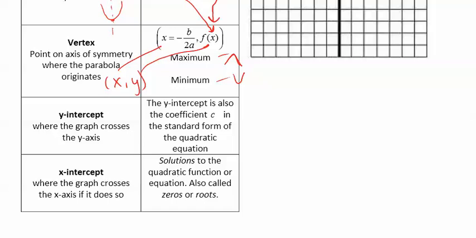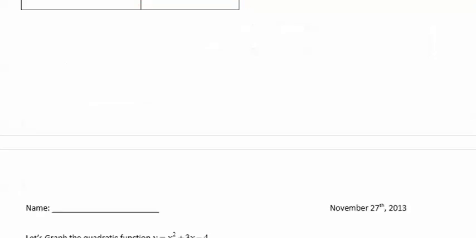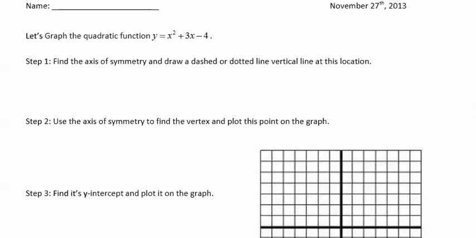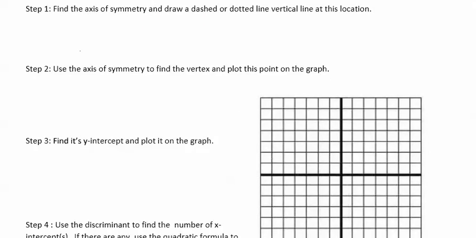Okay, so in this video, we're going to start off with a problem. We're going to look at one example that we did. It says, let's graph the quadratic function y equals x squared plus 3x minus 4. In this problem, it says find the axis of symmetry and draw a dashed vertical line. In order to find the axis of symmetry, we learned that we have to use the formula x equals negative b divided by 2a. And that will tell us where the middle of our parabola is.